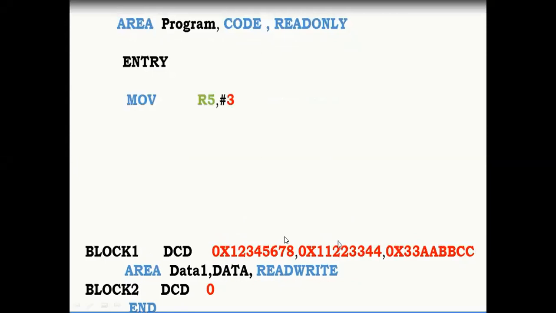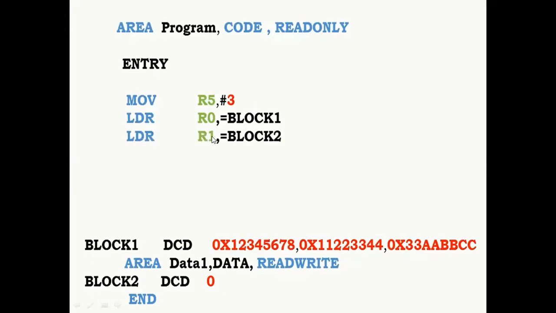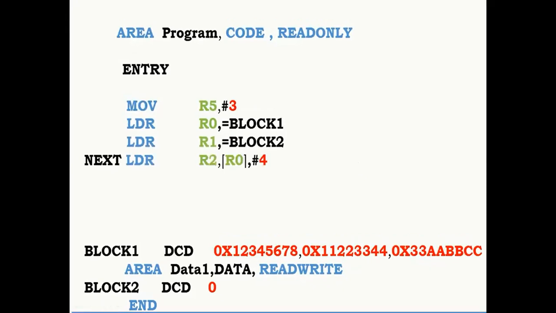Next, how many numbers do you want to transfer? 3 numbers, so you have to initialize the count: MOV R5, #3. This is the count. Next, get the address of block 1 into R0: LDR R0, =block1. This is loading a constant. There is some address for block 1, and we get it into R0. Then get the address of block 2 into R1: LDR R1, =block2. And next you do LDR R2, [R0].